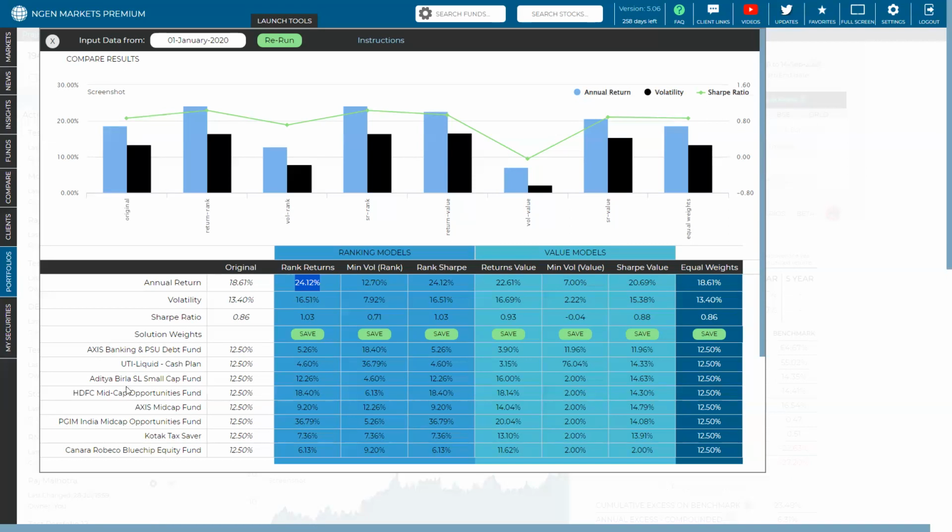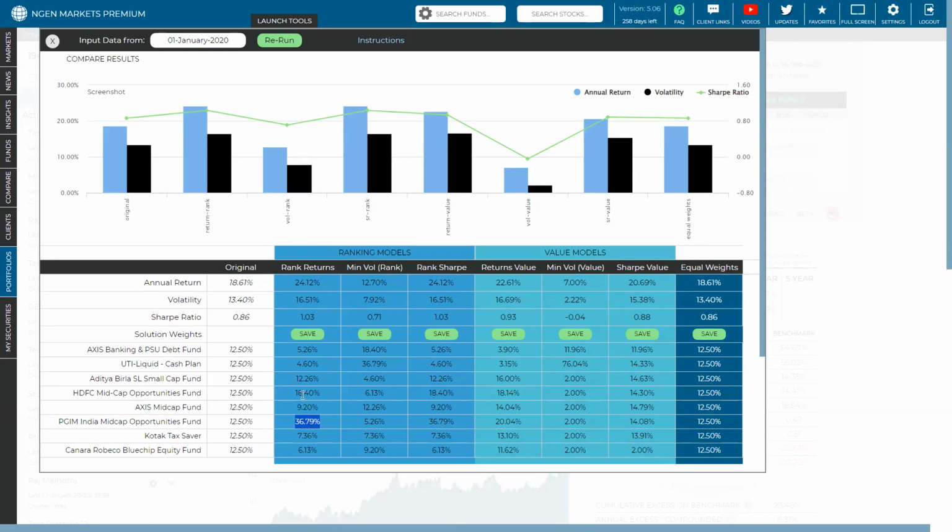So what we can typically see is this PGIM India Mid Cap Opportunities. From an existing allocation of 12.50%, in this model it has been given an allocation of 36.79%. That's the highest allocation if you see in this particular column, right? And why is that so? That's because this particular fund in the period starting from 1st of January 2020 would have had the highest returns, and that's the reason it has been given the highest allocation.